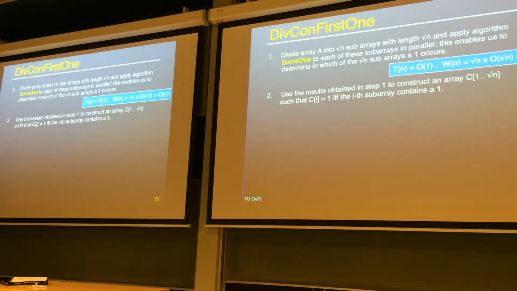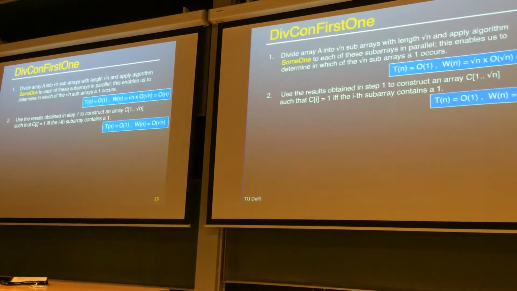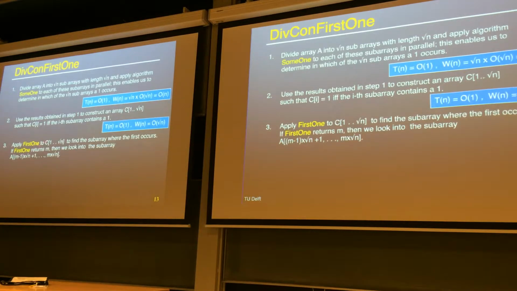Then we enter the second phase. So we store the results of applying someone in an array of size square root of n, where c_i equals 1 if the ith subarray contains a 1. We found that with the help of someone. Again, that will cost you O(square root of n) amount of work and O(1) amount of time. Then apply first one to this array, this array containing the square root of n entries, in order to find the first subarray containing a 1.